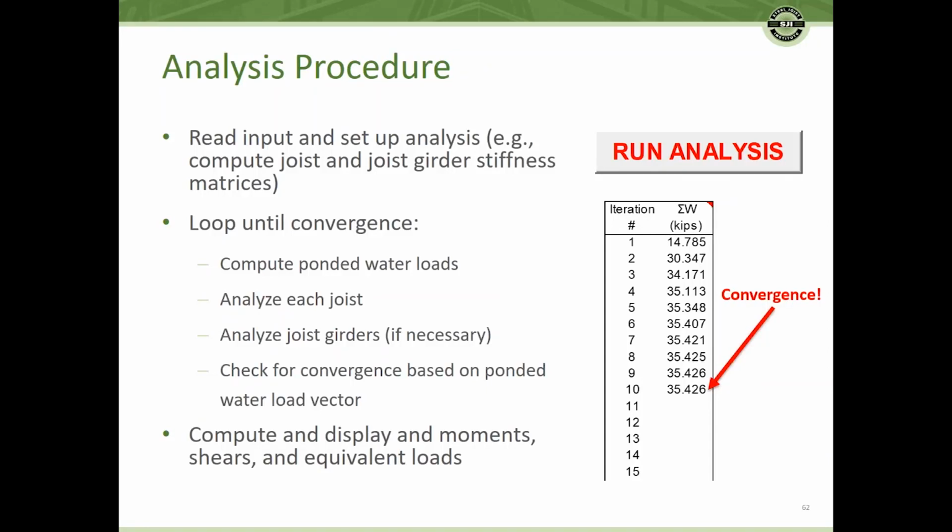So once all that input is defined, the only thing you need to do is click the Run Analysis button. This triggers a macro, which runs in the background and does all the heavy lifting. It is an iterative analysis, so a loop is performed until convergence is found. Each time we go through the loop, the ponded water loads are computed based on the current deformed shape of the roof. Then with those loads, each joist and joist girder is analyzed. The reactions for the joists are the applied loads on the joist girder. And after the analysis is finished, convergence is checked by seeing how much the water load has changed from the previous step.